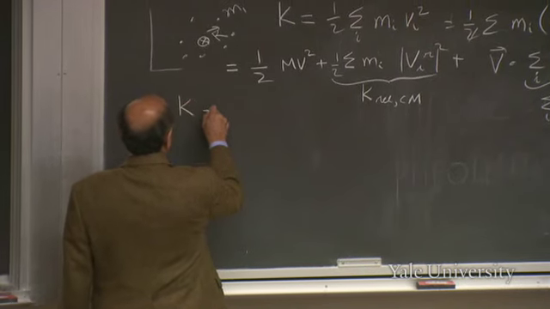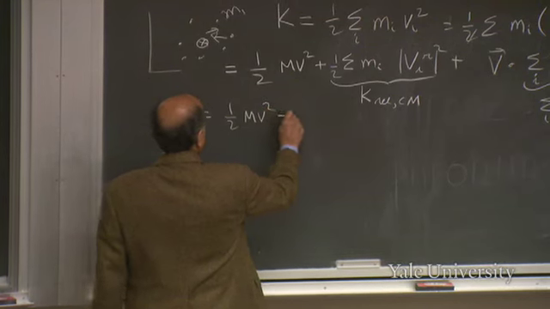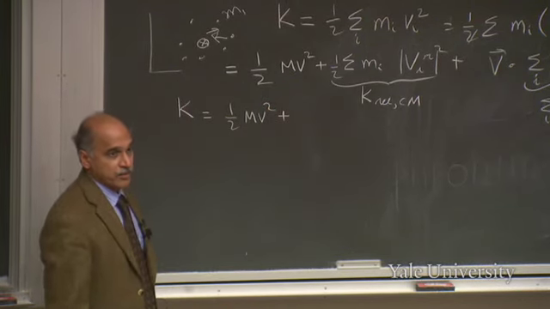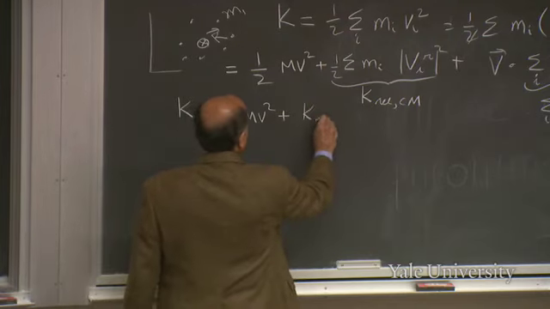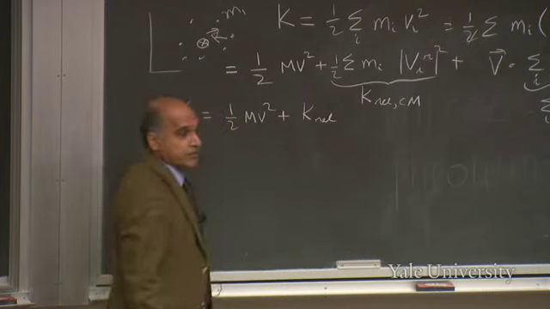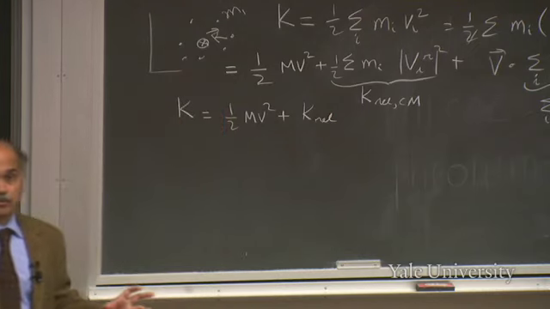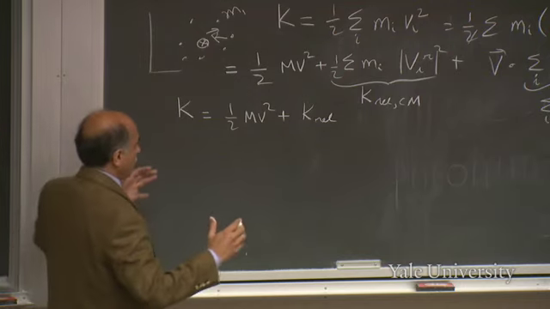Okay, therefore, here is the result. The kinetic energy of a collection of masses is the kinetic energy that you can associate with the center of mass motion plus kinetic energy relative to center of mass. So let's just call it K relative, where it's understood it is relative to center of mass. This result is true no matter what I'm talking about, a collection of loosely moving, loosely connected particles.